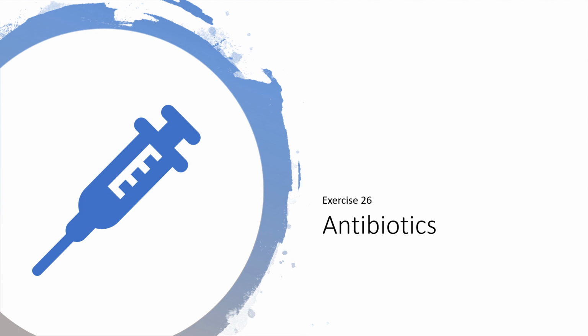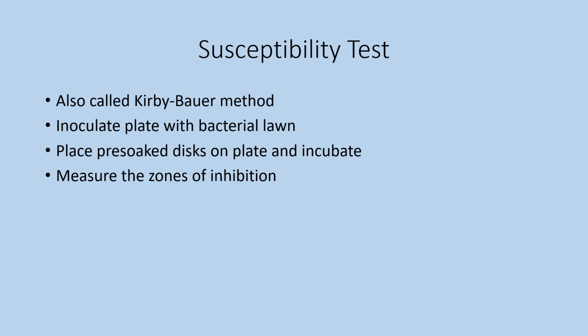In this experiment, we're going to test the effectiveness of various antibiotics, and we're going to compare them between a gram-positive and a gram-negative bacterium. This test is sometimes called a susceptibility test, also known as a Kirby-Bauer test. And what you're going to do is you will take a petri dish that has antibiotic agar on it, is kind of the nickname that we use for it.